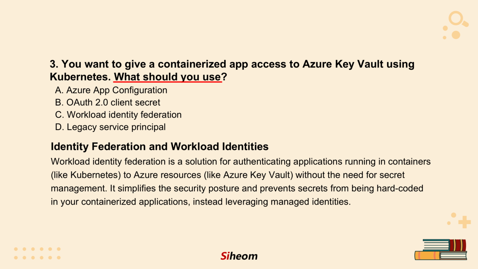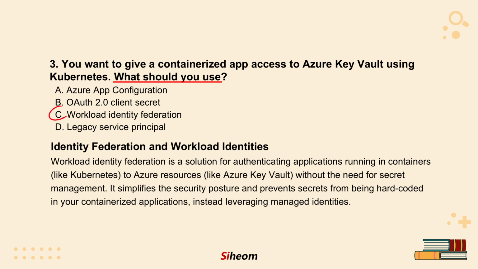Maybe just for listeners who might not be super familiar, Azure Key Vault is that service for securely storing secrets like API keys, passwords, certs. Right. And why is accessing it securely so important for applications? Well, securely accessing Key Vault is paramount because it contains those sensitive credentials and configuration data that applications rely on. If this access is compromised, the application and potentially the entire environment could be at risk. So the correct answer here is C, Workload Identity Federation.